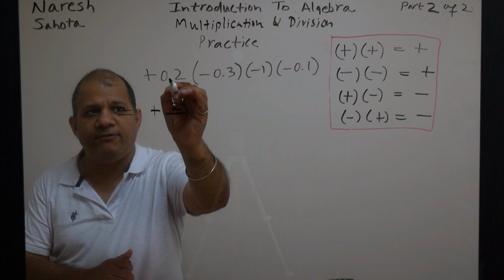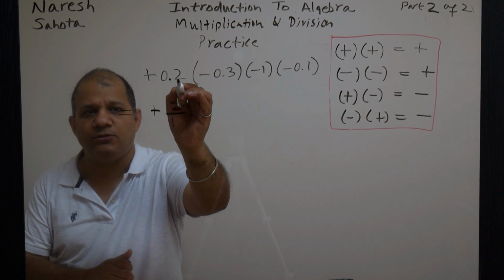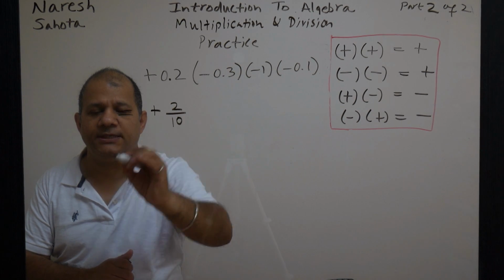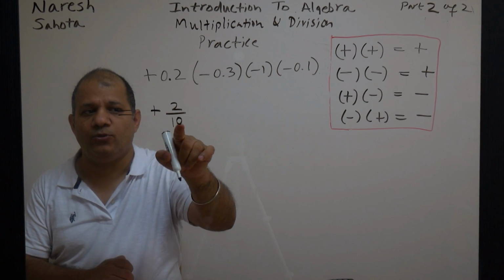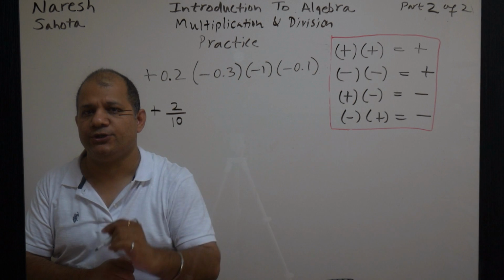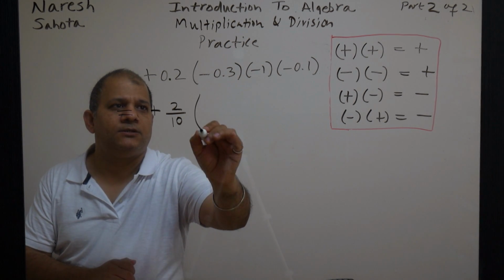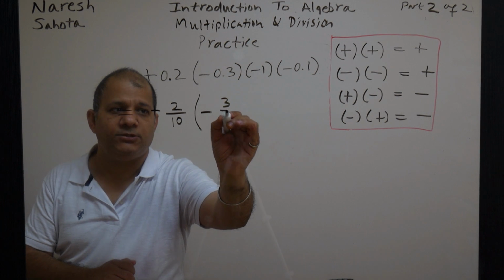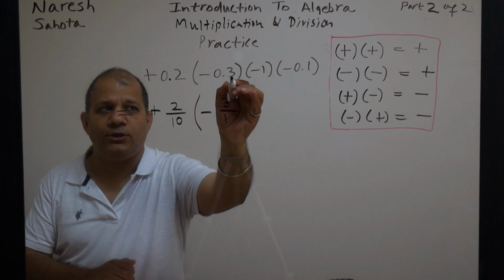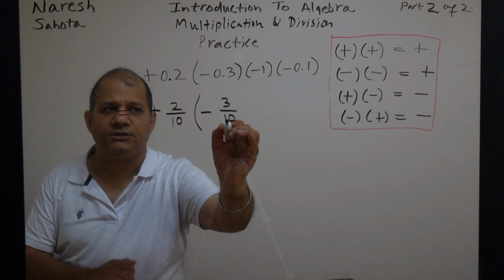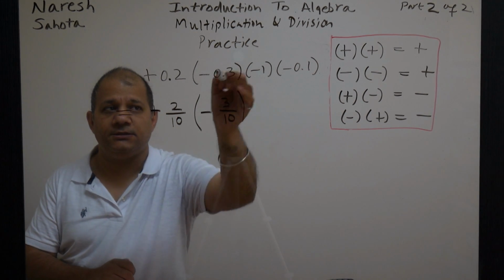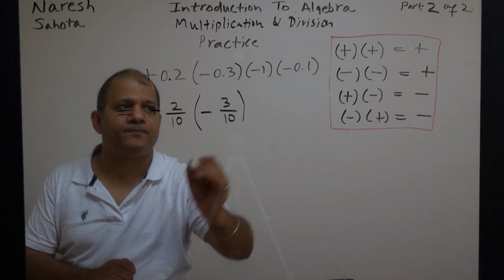So here I have 0.2. There's one digit, the 2, after the decimal, so that means it'll have just one 0 after the 1 here. So 2 over 10 is 0.2. Next, we have negative 0.3. Again, write 3 without the decimal, over 1, and there's only one digit after the decimal, so it's going to be 10. So I put one 0 after the 1. So 3 over 10 is 0.3.